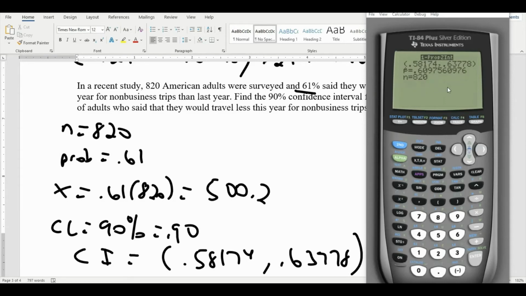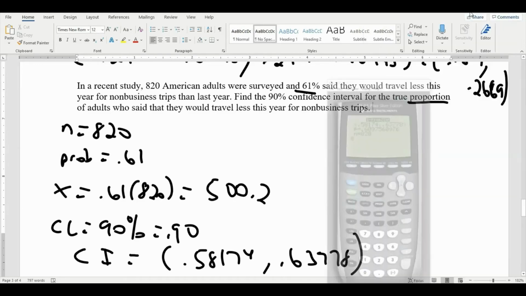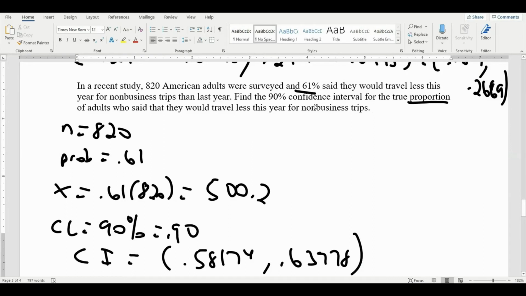And what that's actually saying is we are 90% confident that our true population proportion is between 0.58174 and 0.63778. That's what we're saying, instead of this 0.61. Got that? So we're 90% confident the value stays between these two values and not that 61%. And that makes sense because 61% is actually in between there.